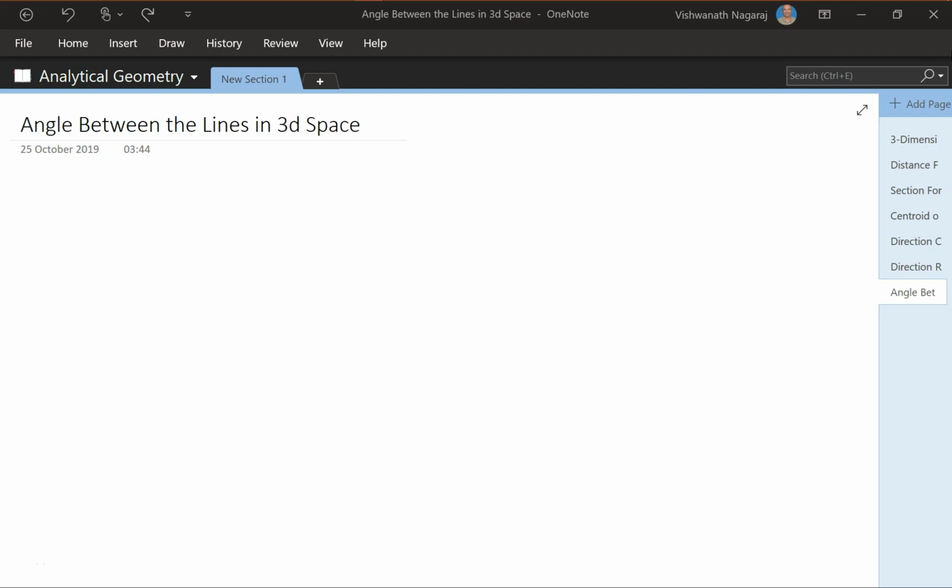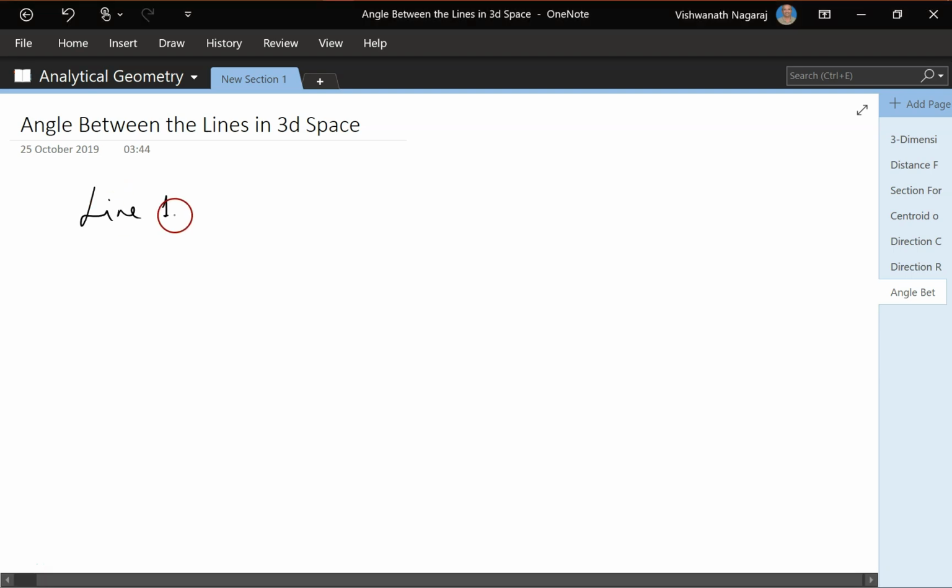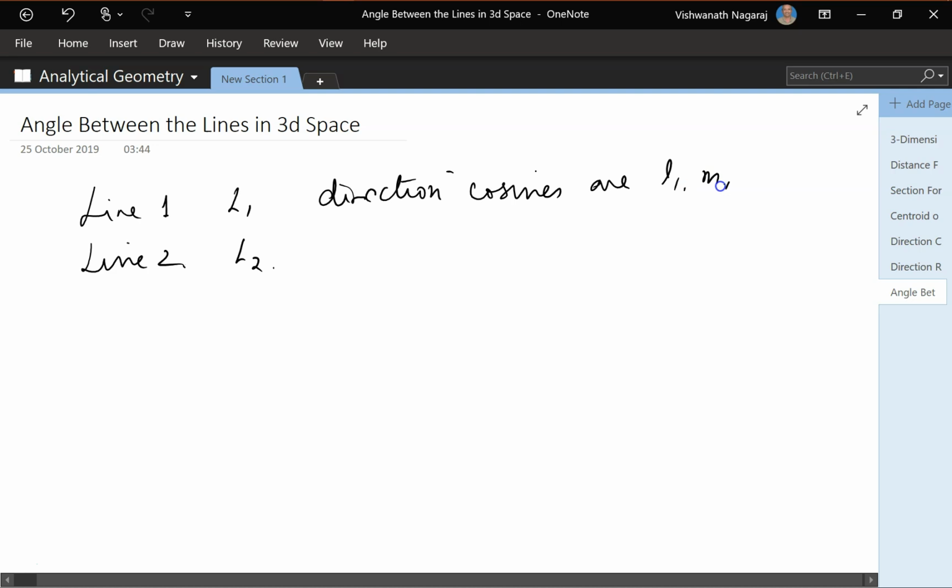Angle between the lines in 3D space. Let's say we have two lines, line 1 and line 2, L1, L2. Now the direction cosines of line 1 are l1, m1 and n1. Similarly, direction cosines of line 2 are l2, m2 and n2. Now let theta be the angle between the lines.